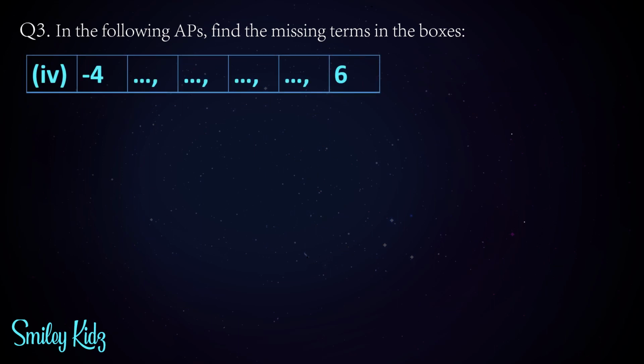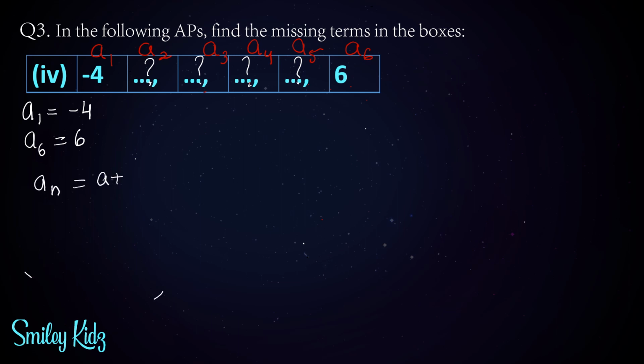Moving ahead, we have minus 4 followed by unknown values, and then we have 6. Alright. So here we know that A1 is minus 4. A2 is the unknown value followed by A3, A4, A5. And lastly, we are also given the last term, which is 6. Now in this case, always remember, we are given A1 as minus 4 and A6 as 6 itself. Now, we know that An is equal to a plus n minus 1 into d. Do you remember this? Well, yes.